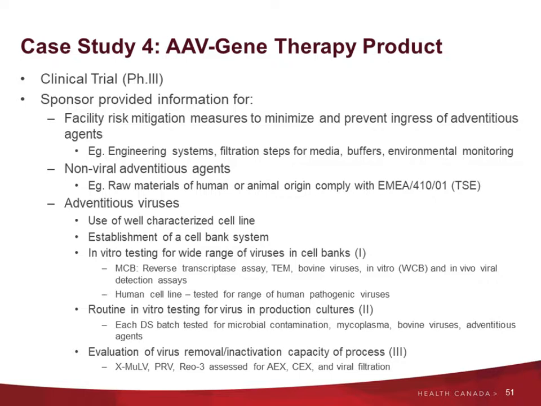For the human cell line, they of course tested for a range of human pathogenic viruses. Routine in vitro testing for virus in production cultures is performed, so each drug substance batch is tested for microbial contamination, mycoplasma, bovine viruses, and adventitious agents. Evaluation of virus removal and inactivation capacity, the third pillar of viral clearance. They utilized three model viruses and assessed three process steps. So this is an example of a very good viral clearance package for a phase three clinical trial.